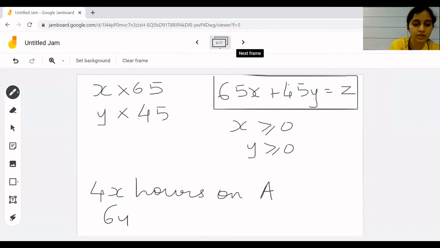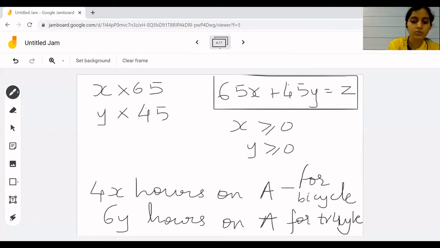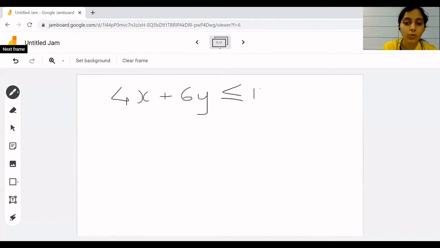So, 6y hours on A. This you can say for bicycle and for tricycle, correct? So machine A will work for 4x plus 6y hours, okay? It will work for 4x plus 6y, but how much time do I have on machine A? I just have 120 hours, so they can either work for 120 hours together or less than 120 hours.